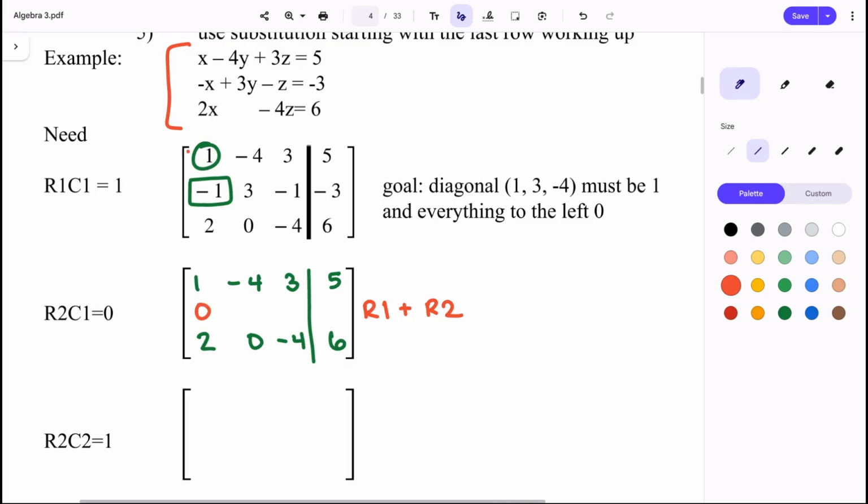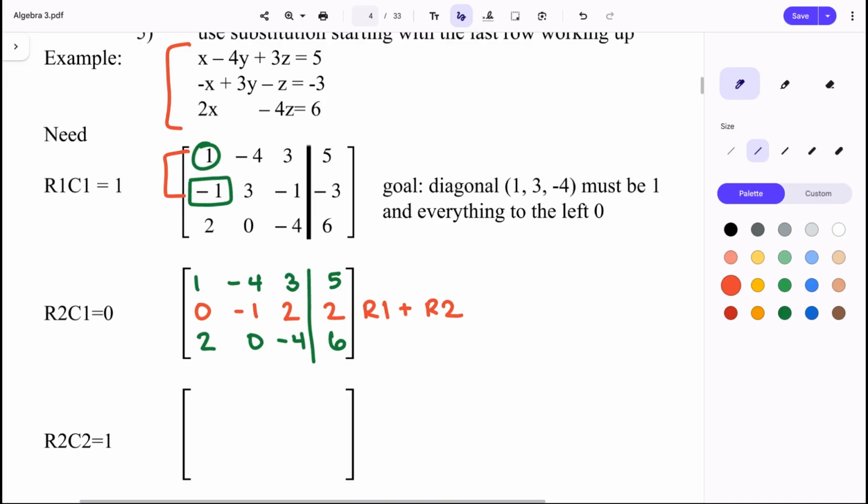And then I'm back up here, adding these 2 rows. What's -4 plus 3? -1. 3 plus -1? 2. And 5 plus -3? 2. Okay?